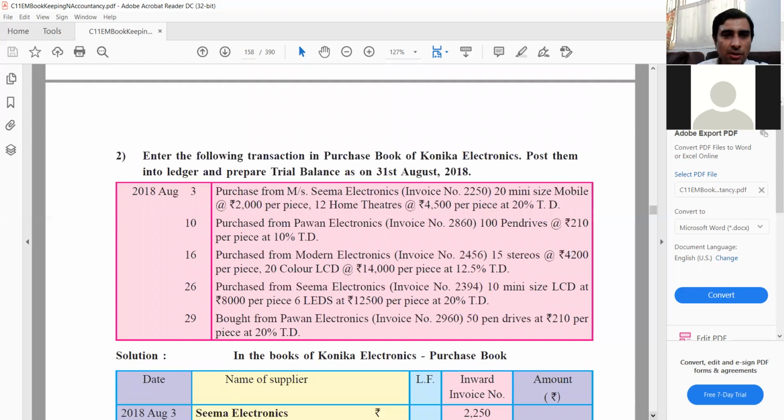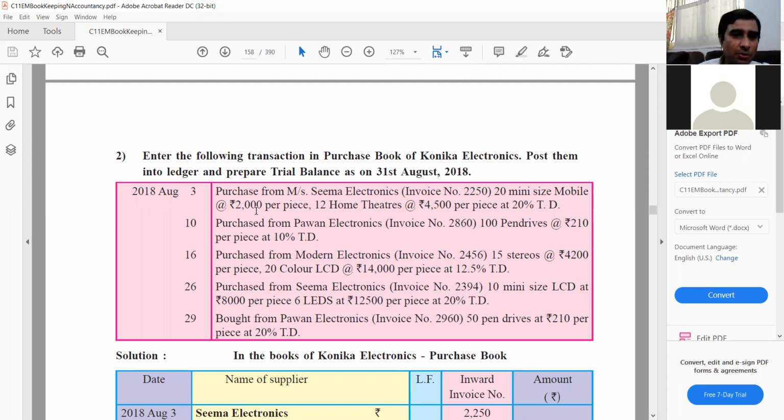Okay, so purchase from Messrs. Seema Electronics, invoice number so and so, 20 mini size mobiles at the rate 2,000 per piece, 12 home theaters at the rate 4,500 per piece at 20% trade discount. This looks like a maths problem to me. Someone in the 8th standard in maths can solve this, right? But since it's coming in your 12th and 11th standard accounts, let's do the maths and afterwards we'll do the accounts.